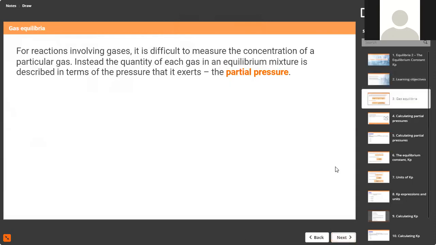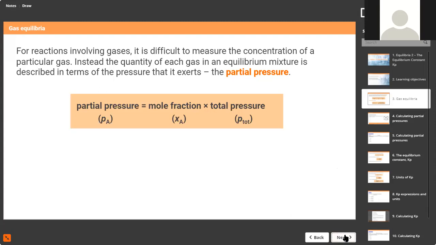So for reactions involving gases, it's actually really difficult for us to measure the concentration of a particular gas. So what we do instead is the quantity of each gas in an equilibrium mixture is described in terms of the pressure that it exerts rather than the actual concentration. And this is what we refer to as partial pressure.